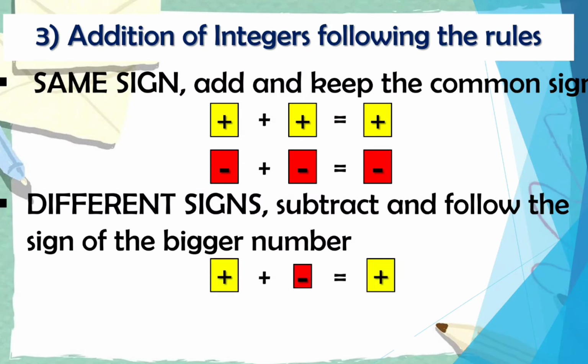For example, the bigger number is positive, added to negative, so the sign of our answer will be positive kasi we need to follow the sign of the bigger number. Kapag naman ang negative ang bigger number, plus positive, the sign of our answer will be negative.